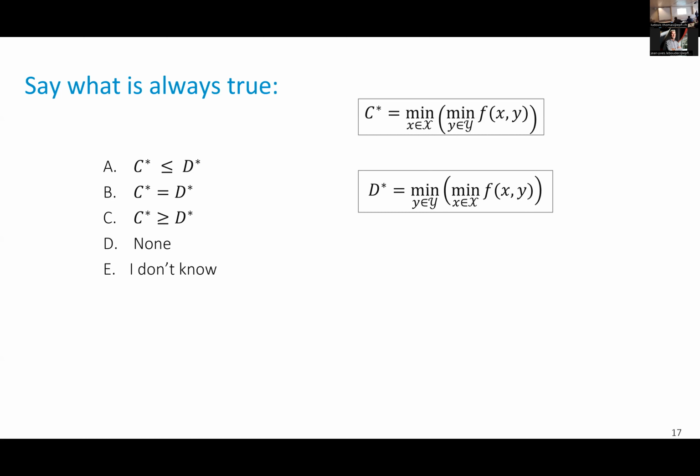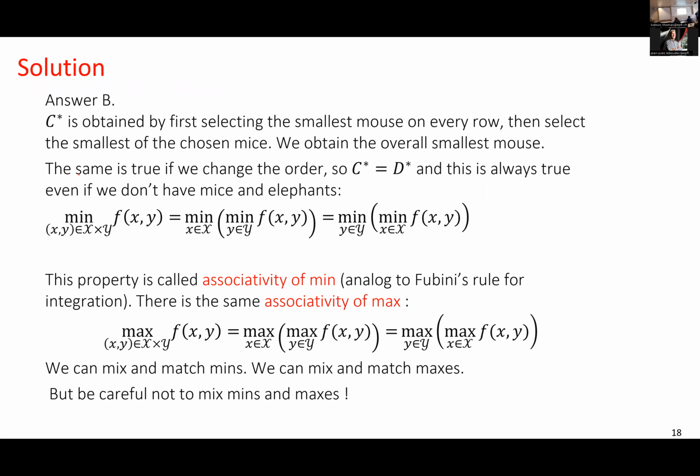I close the poll in a second. Closing. The majority says B, which is correct here. It's also called associativity of the min and max operations. Here you want to find the size of the smallest mouse or smallest animal. Then you can use divide and conquer. You can group the animals as you want.